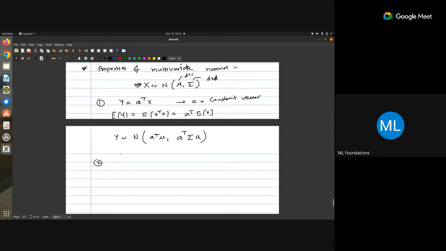Now, suppose the second property is y equals b x.